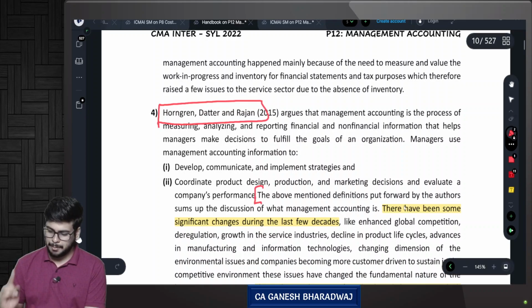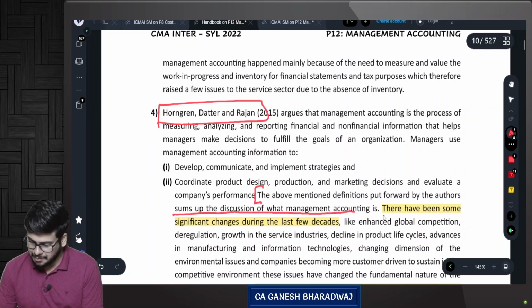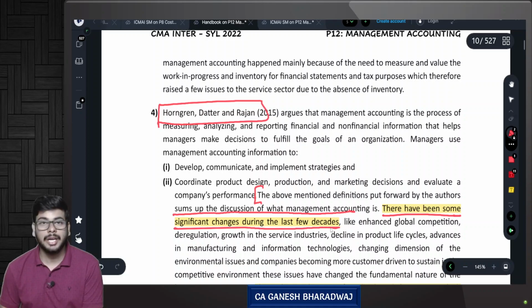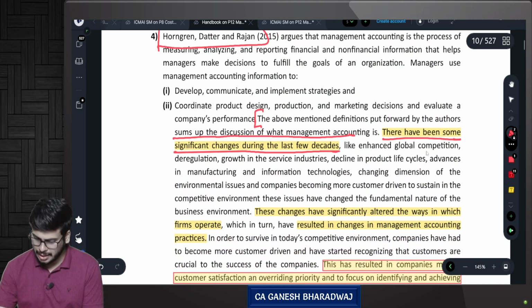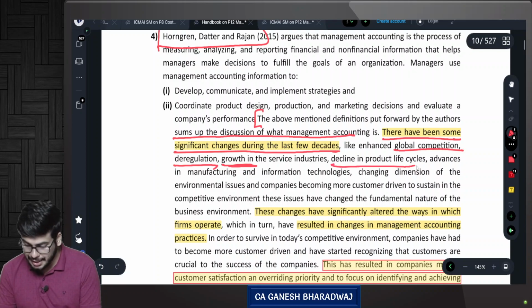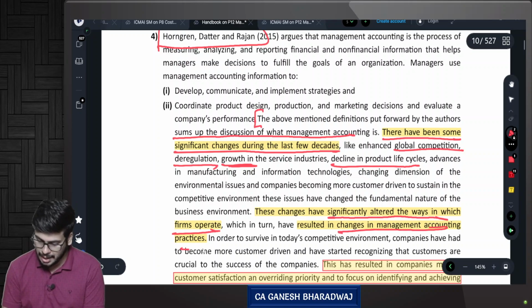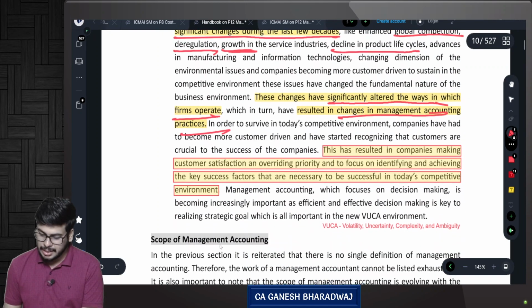Next. This is actually the next paragraph. The above mentioned definitions put forward by the authors sum up the discussion of what management accounting is. There have been some significant changes in the last few decades: global competition, deregulation, government stepping out and wanting to privatize everything, growth in the service sector, decline in product life cycles. There are so many things involved. These changes have significantly altered the way in which firms operate, which in turn has resulted in changes in management accounting practices.